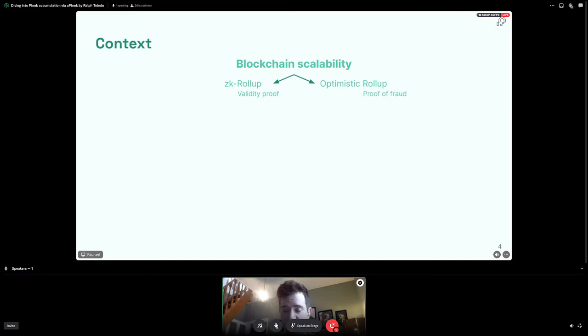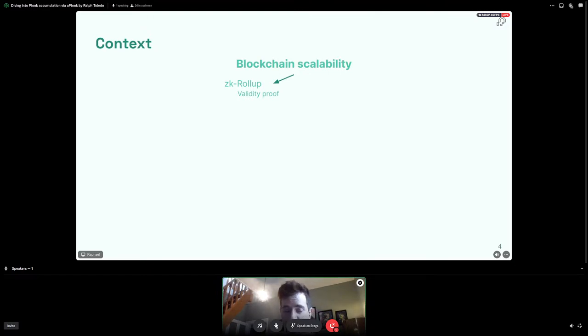On the other side, we have optimistic rollups, which are very cheap to generate, very fast too, but rely on proof of fraud. So once I send a transaction on an optimistic rollup, it can take up to several weeks for people to dispute this transaction.